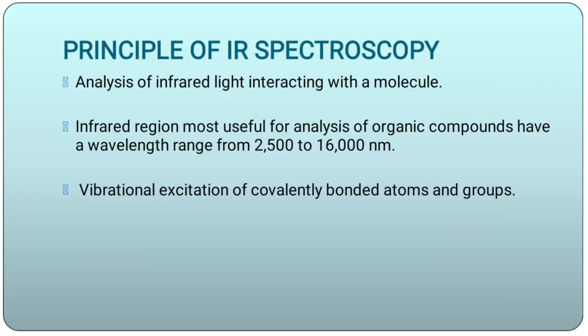Then we are going to see the principle of IR spectroscopy. Examination of a molecule's interaction with the infrared light: the wavelength range of the infrared area that is most powerful for the analysis of organic substances is between 2500 to 16,000 nanometers. Vibrational stimulation of covalently bonded atoms or groups is attached.